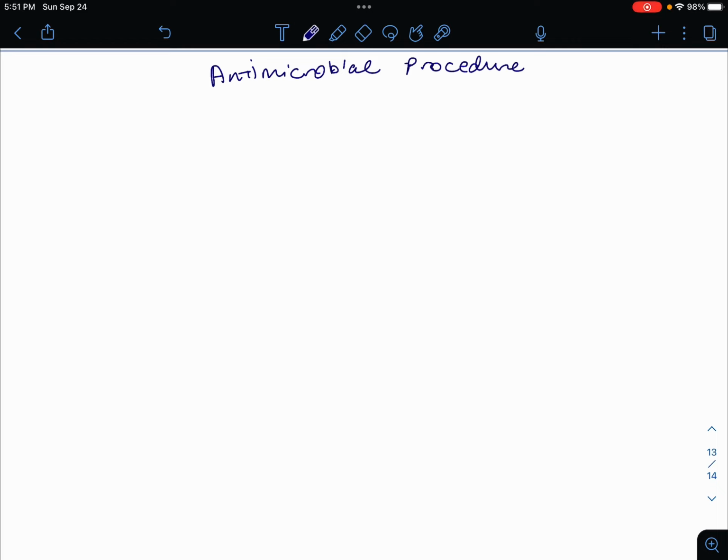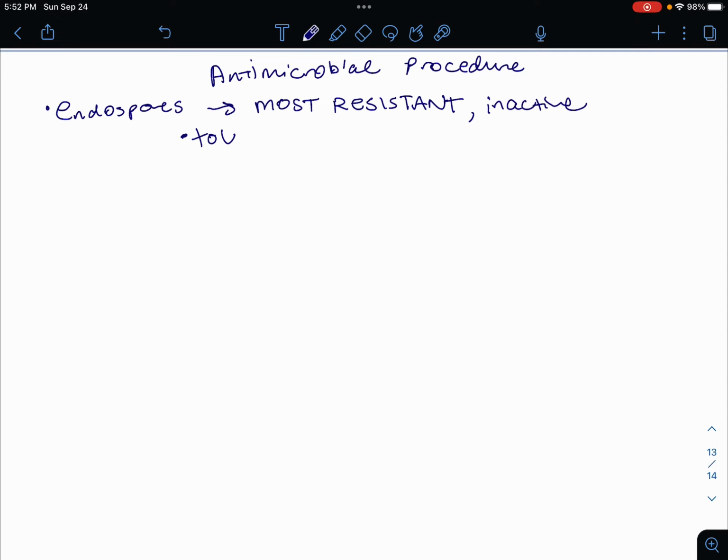Many, again, of the microbes will be resistant. So again, we talked about endospores. These are the most resistant. And again, they are inactive, and they tolerate great heat.